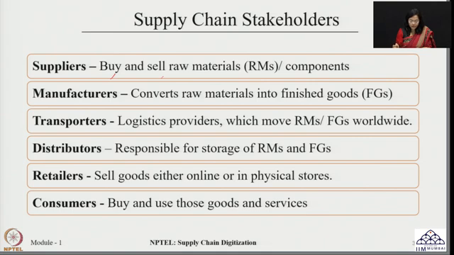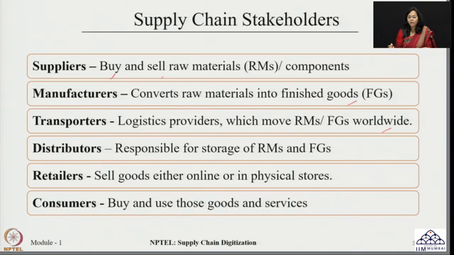The manufacturers are the players who convert the raw materials that they have received from their suppliers into finished goods. Manufacturing is a very big area and involves different types of production processes which can be used for converting the raw material into finished goods. The next stakeholders in any supply chain are generally the transporters, who are the logistics providers and are majorly responsible for moving these raw materials from suppliers to the manufacturers, or once the manufacturer has made the final product, they move this finished good to other parts of the world.